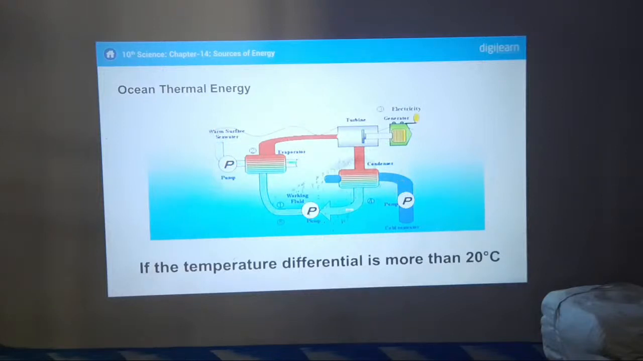The steam of the volatile liquid is utilized to run the turbine to generate electricity. Colder water from below the surface is utilized to condense ammonia vapor, which is then channelized to the surface to repeat the cycle. Various methods of harnessing energy from the sea are still at experimental stages.